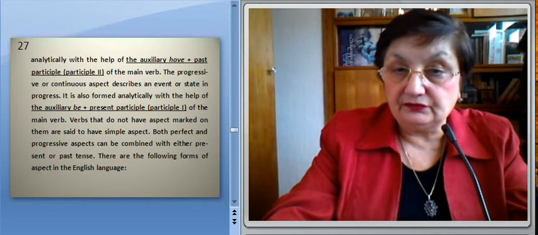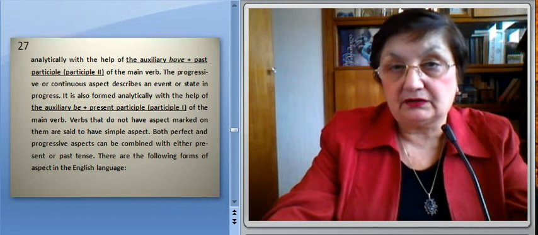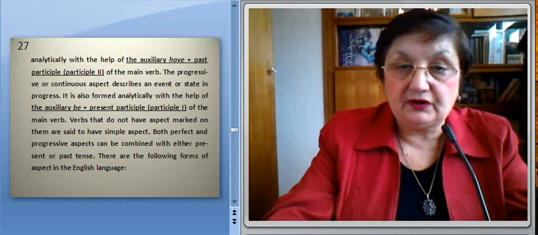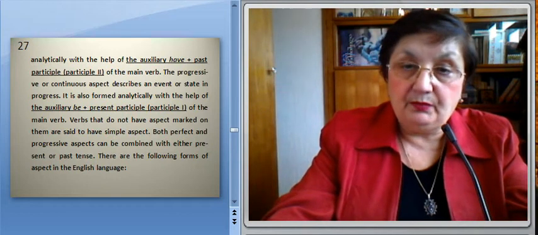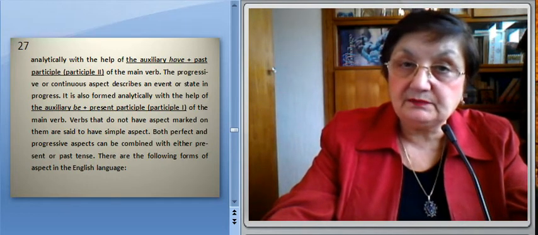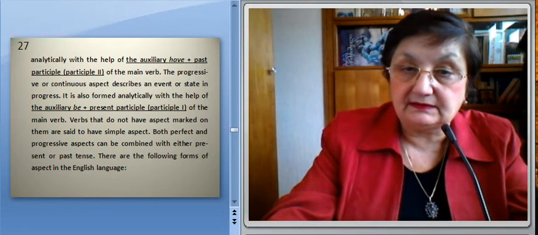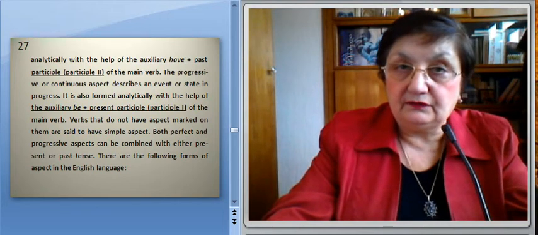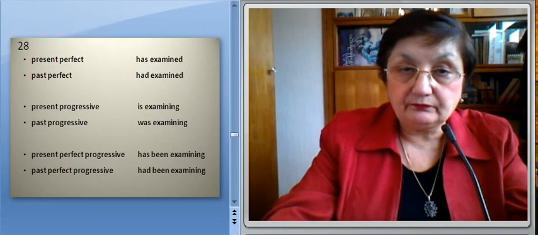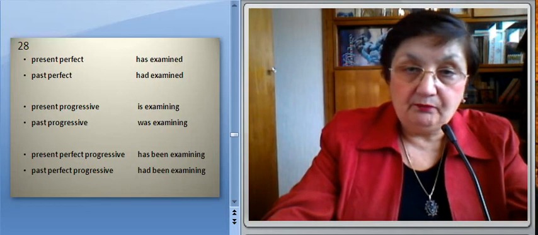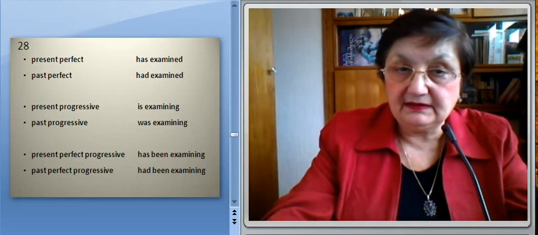There are the following forms of aspect in modern English. Present perfect, for instance, has examined. Past perfect, had examined. Present progressive, is examining. Past progressive, was examining. Present perfect progressive, has been examining. Past perfect progressive, had been examining.